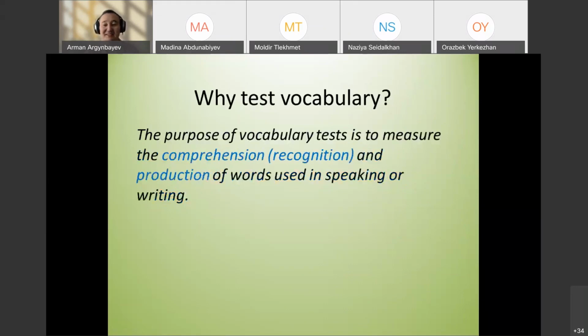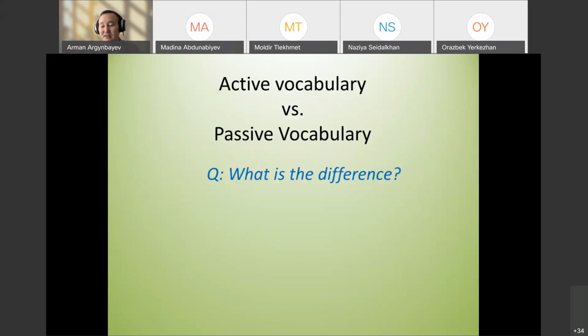All right. The purpose of vocabulary tests is to measure comprehension or recognition, if they understand, and production, so if they can use those words in their speech or in their writing. Okay, good. They want to learn the vocabulary size. And there are two types of vocabulary, active and passive. So what's the difference between active and passive vocabulary?